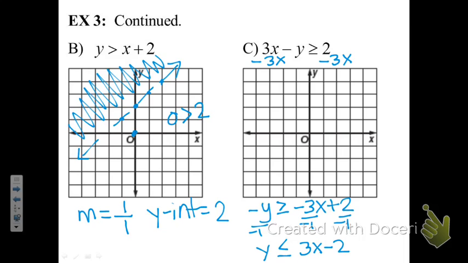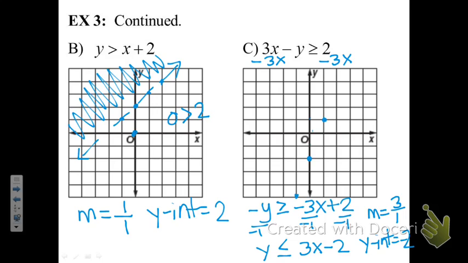Our slope is 3 over 1. Our y-intercept is -2. So I go to my graph. I start at -2. And then I go up 1, 2, 3 over 1, go up 3, or I could go down 3 and back 1, and then I get a line.